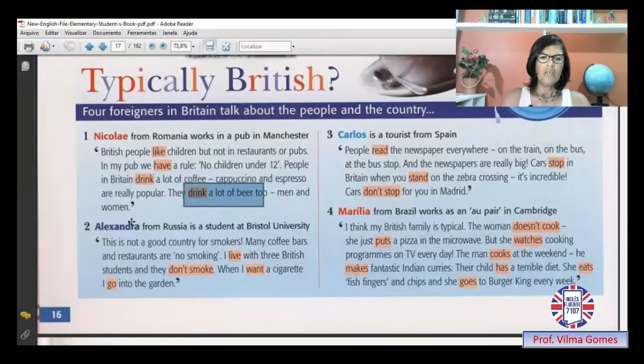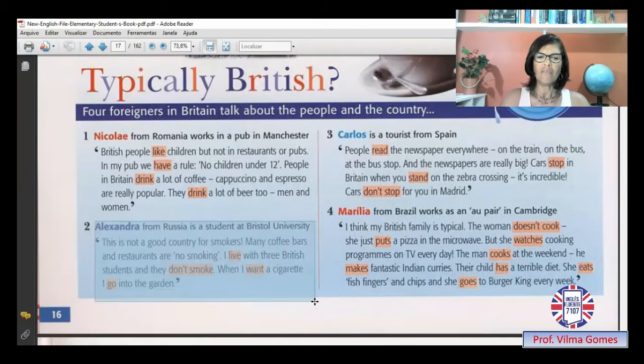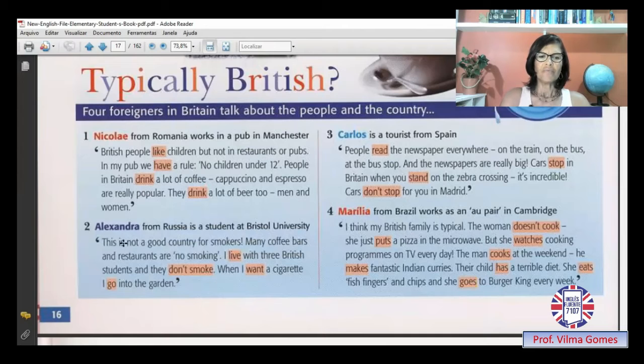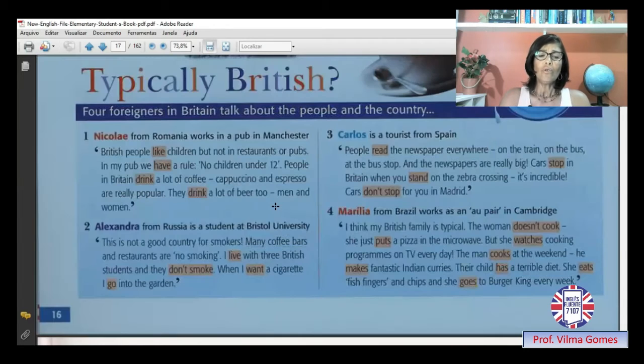Yeah. Alexandra, number 2, she's from Russia. Very good. Question 1. Is Britain a good place for smokers? Let's check. Look at her opinion. This is not a good country for smokers. Why? Why not? What is the reason? Qual é a razão? Many coffee bars and restaurants are no smoking. Porque muitos dos cafés e restaurantes não são para fumantes.